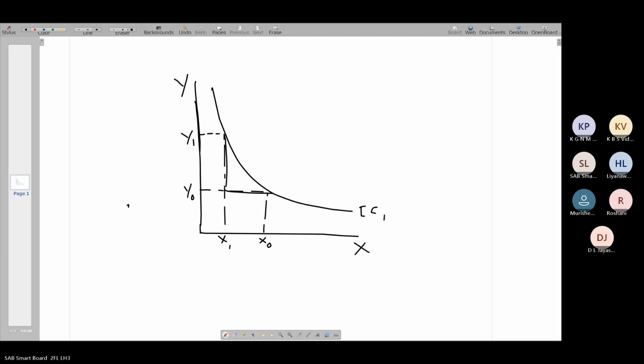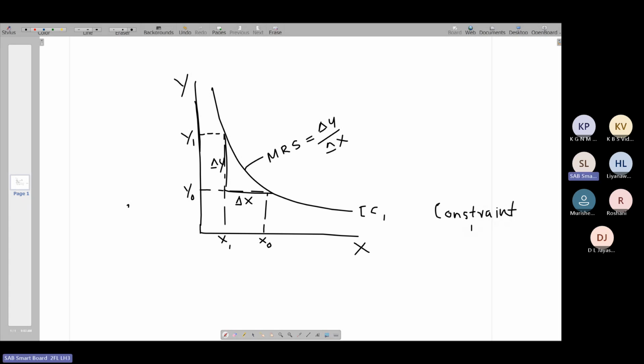Slope means delta Y over delta X. That is what we identified as the marginal rate of substitution, delta Y over delta X. That actually decreases, and we see why the indifference curve is negatively sloped, because there is a substitution taking place. Because we are talking about the situation under the constraint.